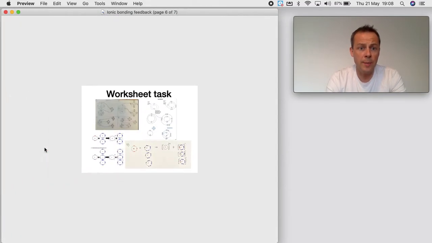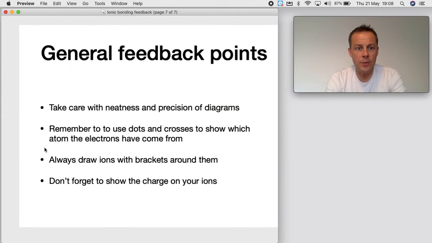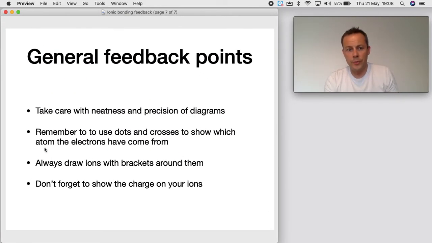So general comments to leave you with. As I said, really impressed with how everyone's got on, but a few things to pick up on. First of all, take real care with the neatness and precision of these diagrams. Some of you worked on paper and hand drew the diagrams and did them very, very neatly. Some of you rushed them a little bit. Now, that's where you're likely to lose marks, especially in an exam, because you might not draw the electrons very clearly. And always count that you have got full outer shells. So in your non-metal, you have got the 8 electrons in the outer shell.